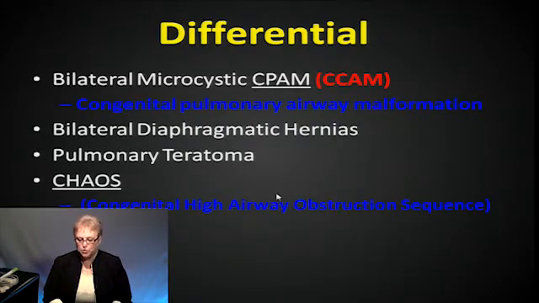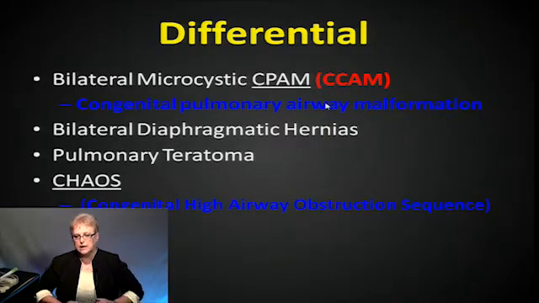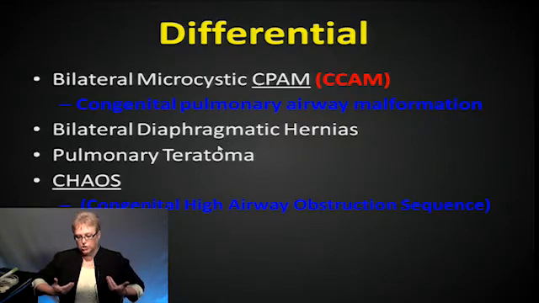Differentials would be bilateral microcystic CPAM, which used to be called the CCAM. Now it's called the congenital pulmonary airway malformation. Bilateral diaphragmatic hernias, pulmonary teratoma, or CHAOS, which is congenital high airway obstruction sequence. Well, bilateral CPAMs, they're very rare, and usually you're not going to see the diaphragm inverted like that. Bilateral diaphragmatic hernias, well, then you're going to see intestine up in the chest, so that's not it.